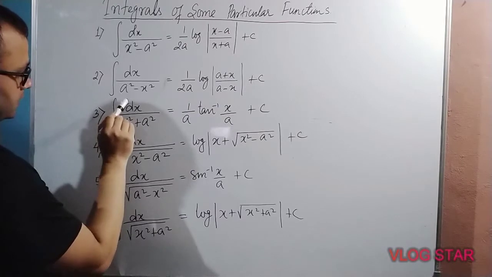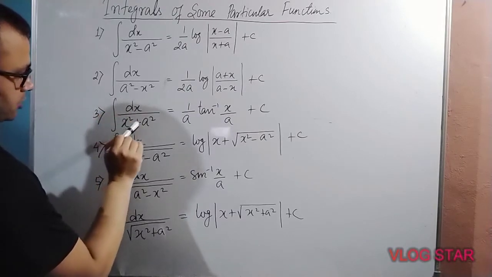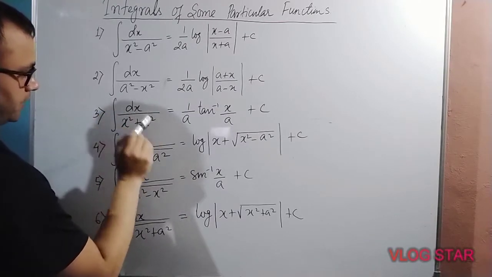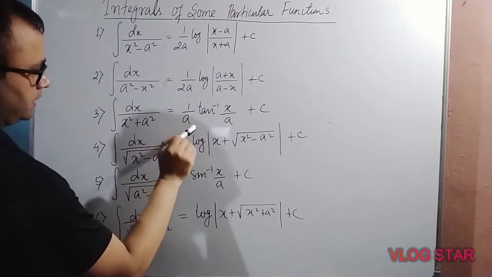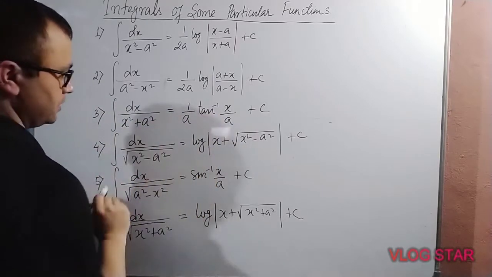The next formula is integration of dx by x square plus a square, which is 1 by a tan inverse x by a, plus c.